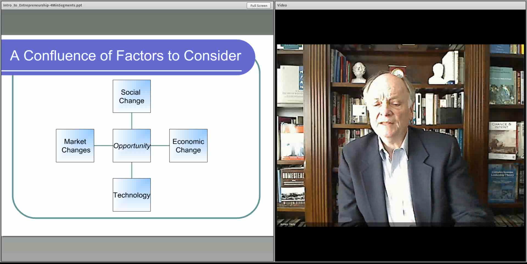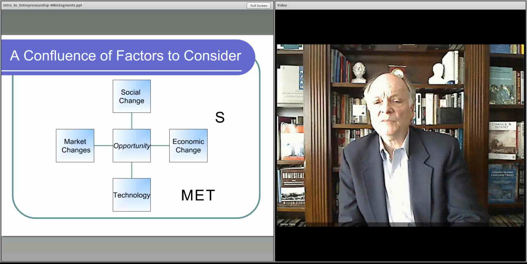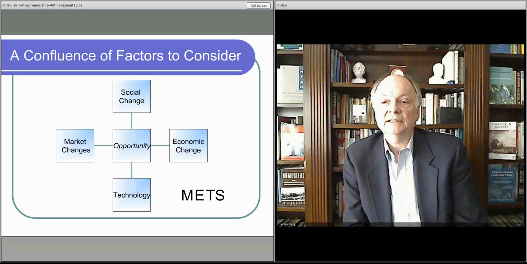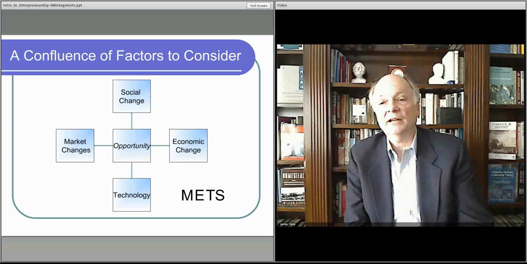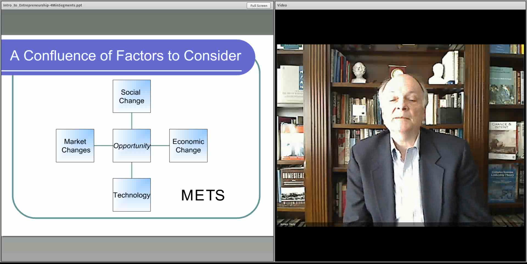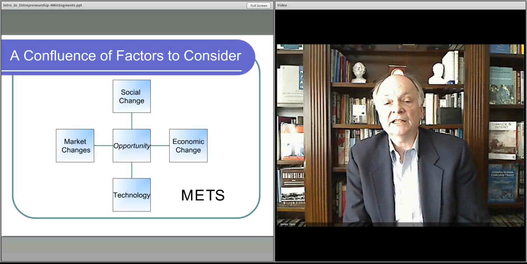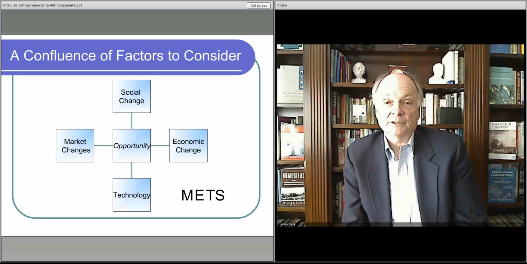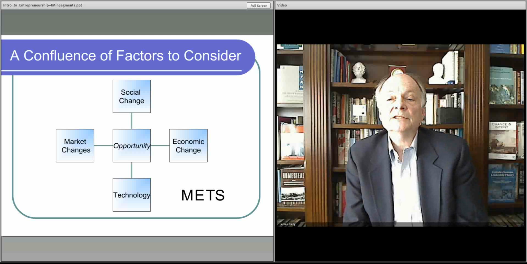We simplify them in this context so that you can see there is a little bit of a way to remember them, unless you're a Yankee fan, in which case you might not want to remember them as the Mets. But METS is a way to think about it: market, economic, technical, and social. We'll talk about each of them for a little bit, starting with social changes.